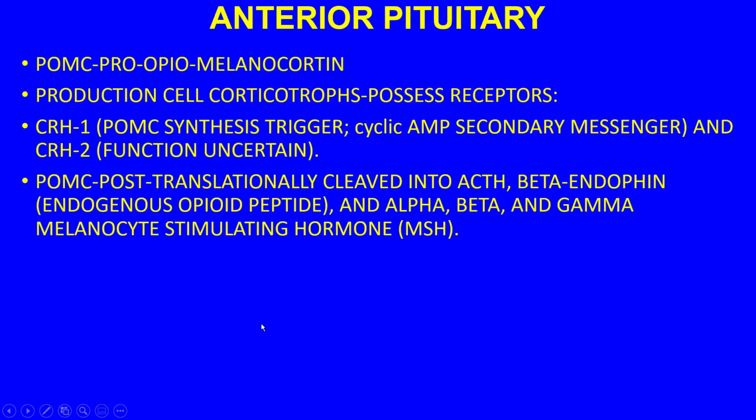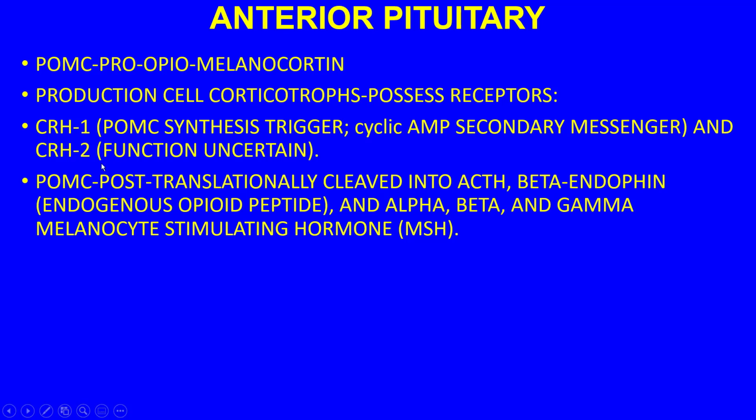Now we get to POMC, pro-opiomelanocortin. This is a production that occurs in the cells of the corticotropes. They possess receptors. They have CRH1 and CRH2. CRH1 is really the POMC synthesis trigger. You're going to see a rise in cyclic AMP, the secondary messenger. The function of CRH2 is not really certain.